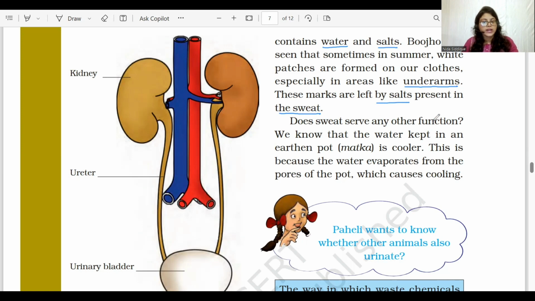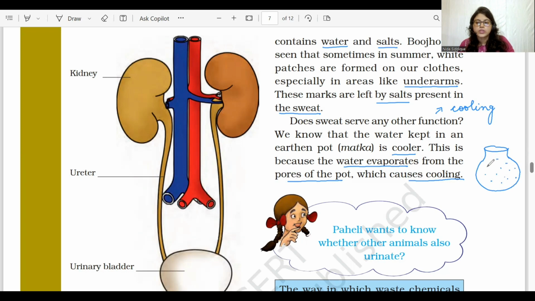So does sweat serve any other function? So yes, sweat has a very important function, that is it helps in cooling down the body. It helps to regulate the temperature. So we know that water kept in an earthen pot, that is matka, is cooler. This is because the water evaporates from the pores of the pot, which causes cooling. Okay, you all must have observed that whenever we put water in the earthen pot, it stays cool, right? It is because these earthen pots have very small pores. इन small pores से water बाहर evaporate करता है. और इसके वजह से the water inside this earthen pot remains cool. Okay, similarly, हमारे body से भी जब भी sweat remove होता है, it cools down the body.